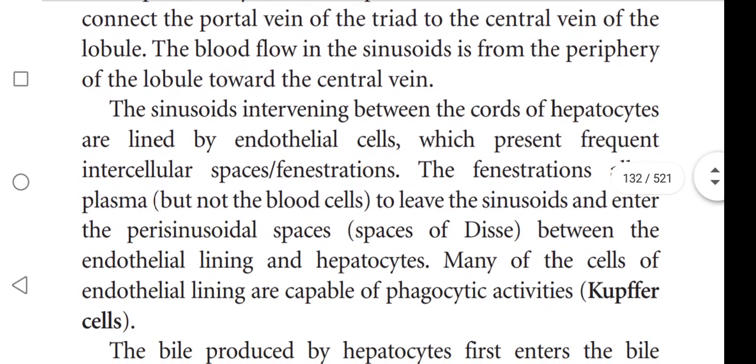Next, the sinusoids intervening between the cords of the hepatocytes are lined by endothelial cells, which present frequent intercellular spaces or fenestrations.